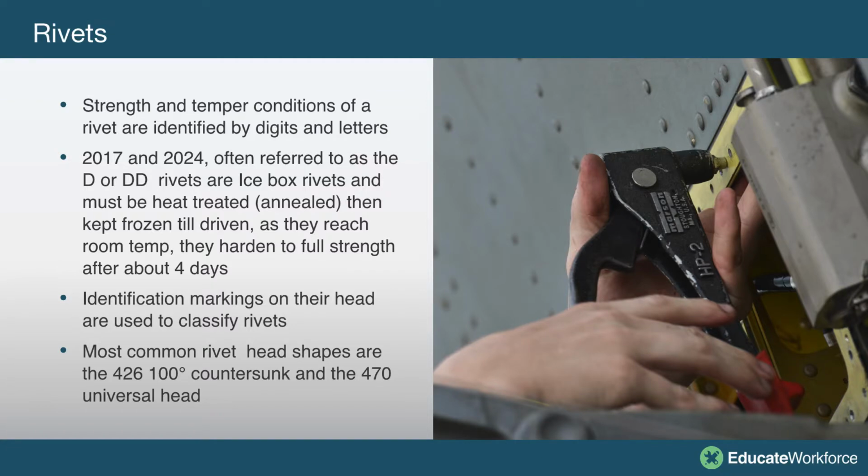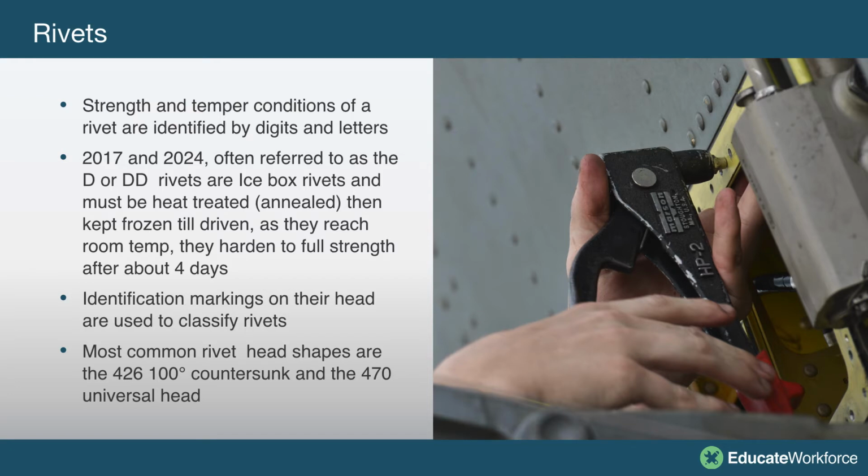The strength and temper conditions of a rivet are identified by the digits and letters. 2017 and 2024 are often referred to as the D or the double D rivets. They're also referred to as icebox rivets. They must be heat treated to be annealed and then kept in a frozen state until driven. Once they're driven, they'll reach full strength after about 4 days. Identification markings on their heads are used to classify these rivets. The most common types of rivet used are the 426, which is a 100-degree countersunk, and the 470, which is a universal head.